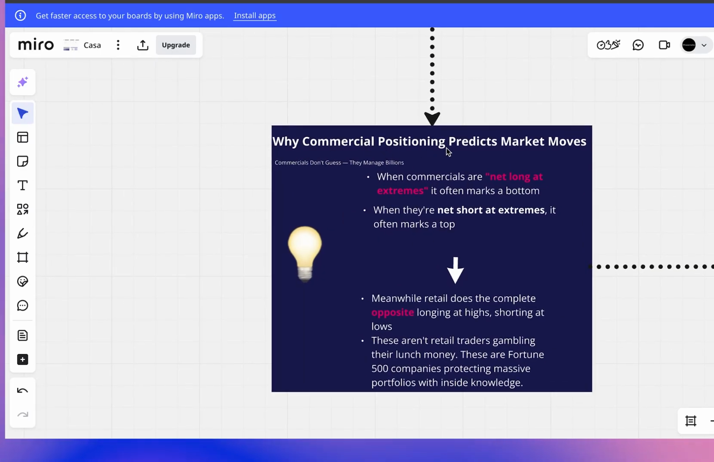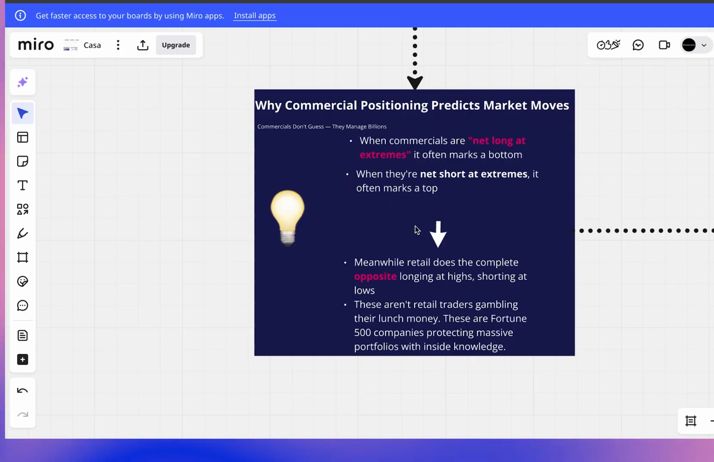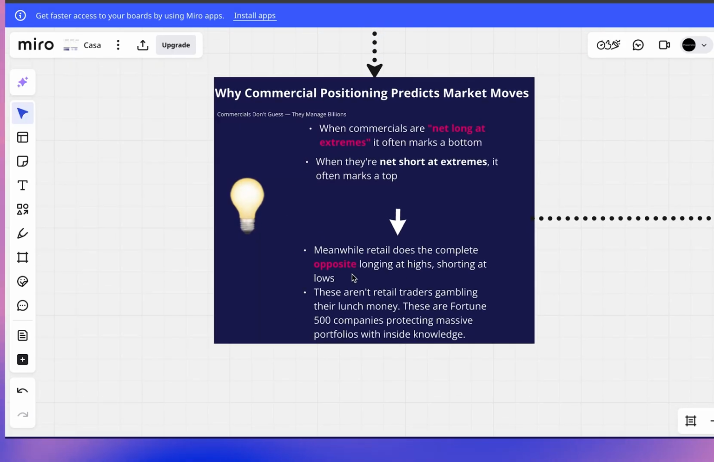Why commercial positioning predicts market moves. Commercials don't guess. They manage billions. When commercials are net long at extremes, it often marks a bottom. Whenever they're net short at extremes, it often marks a top. Meanwhile, retail does the complete opposite. They long at the highs and they short at the lows. These aren't retail traders gambling their lunch money. These are Fortune 500 companies protecting massive portfolios with inside knowledge.